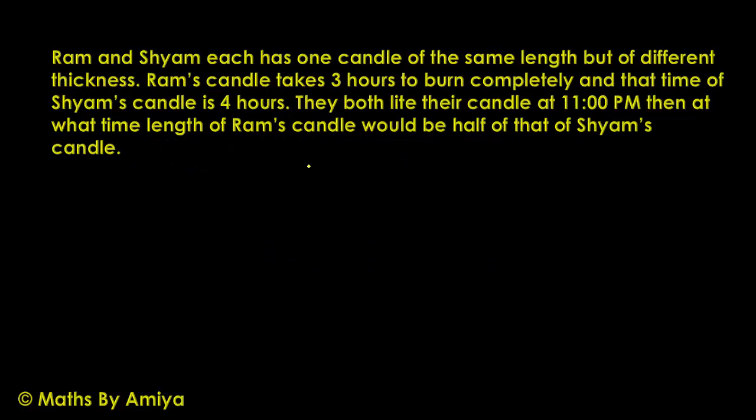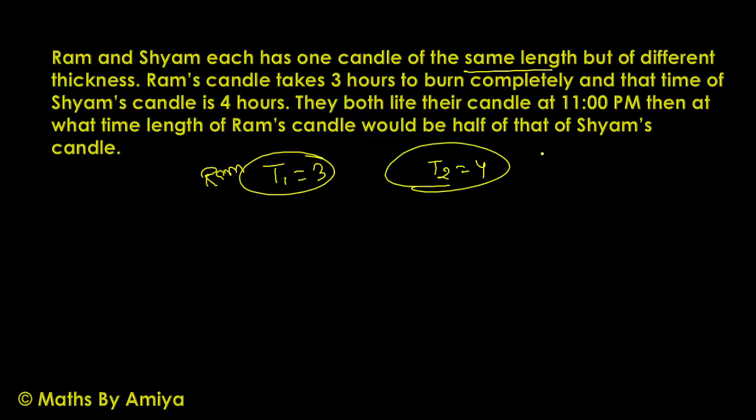Okay, now solve our final question. Ram and Shyam each have a candle of the same length but of different thickness. Ram's candle takes 3 hours to burn. So T1 is 3 hours for Ram, and the time of Shyam's candle is 4 hours. T2 is 4 hours, that is with Shyam.